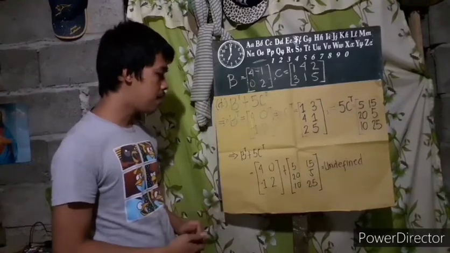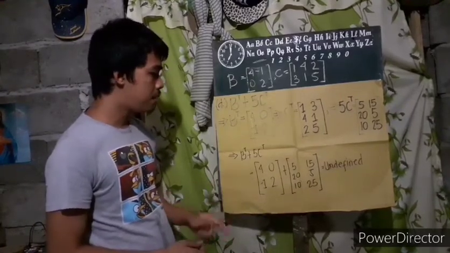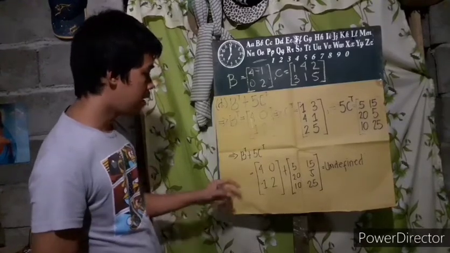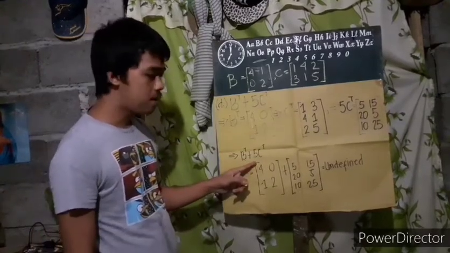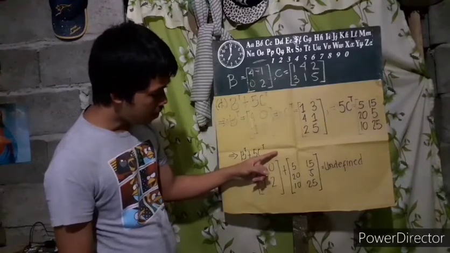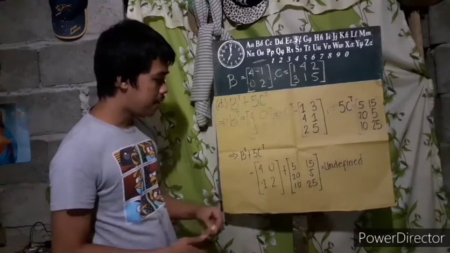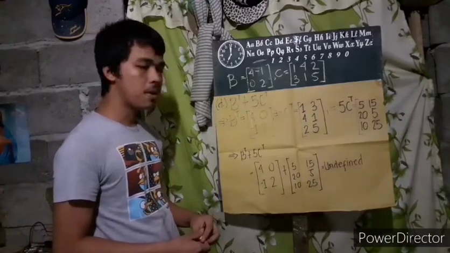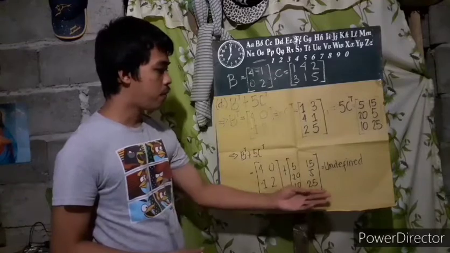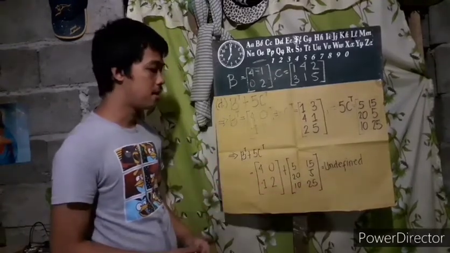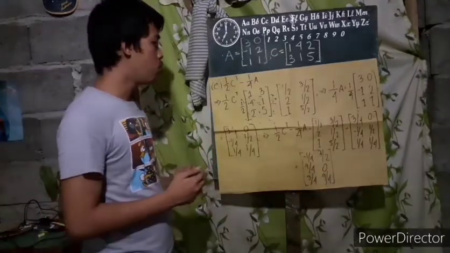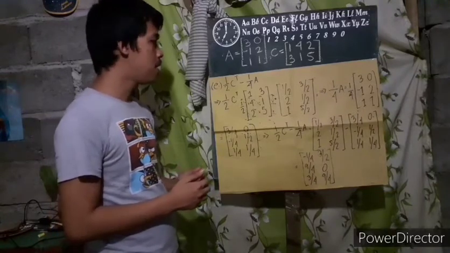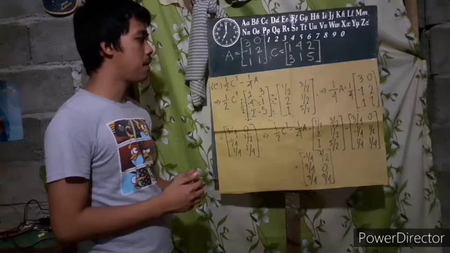But as you can see, the two matrices have different sizes. Here, this is 2 by 2, and this is 2 by 3. So we cannot add matrices with different sizes, so we come up with the result of undefined. Now in E, we have 1/2 multiplied by transpose C minus 1/4 multiplied by A.